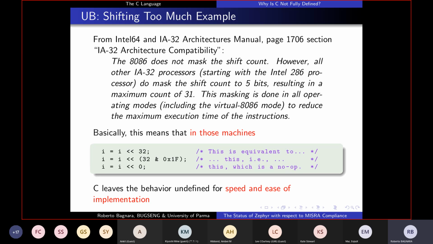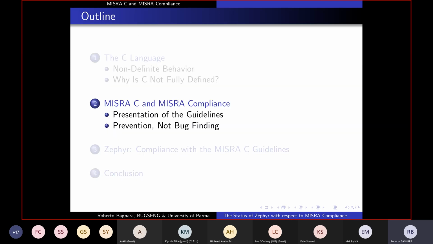And again, C leaves this behavior undefined for speed and ease of implementation, because this is the philosophy of the language. The philosophy of the language is that whenever this is possible, a high-level construct should be mapped to one machine instruction or two machine instructions or the least number possible of machine instructions.